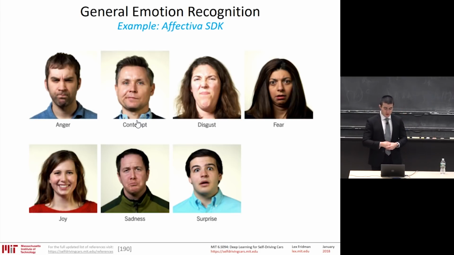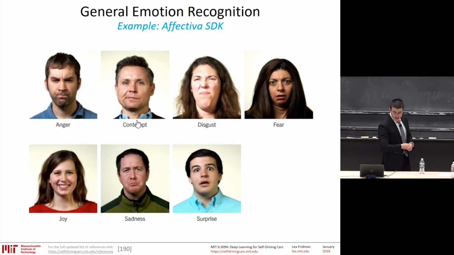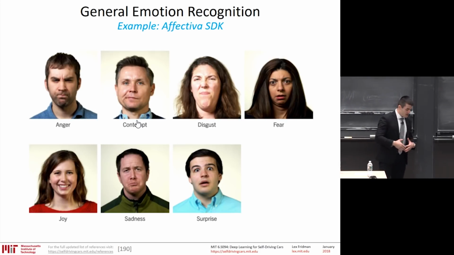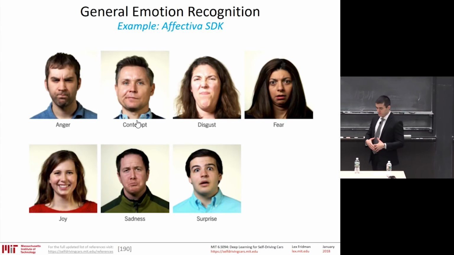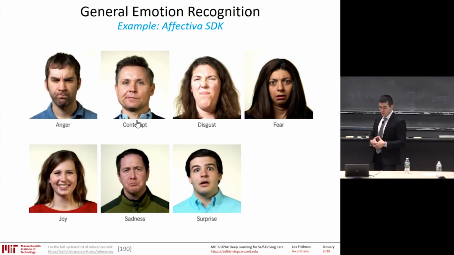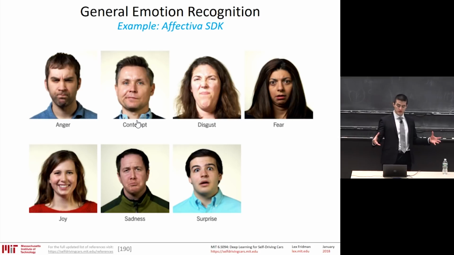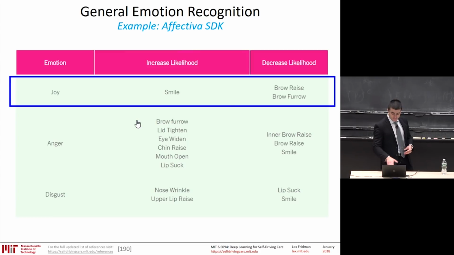One of our favorite tools to work with is the Affectiva SDK. This is their task with the general emotion recognition task, taking in raw pixels and determining categories of emotion, various subtleties of that emotion in a general case, producing a classification of anger, disgust, fear, surprise, and so on.